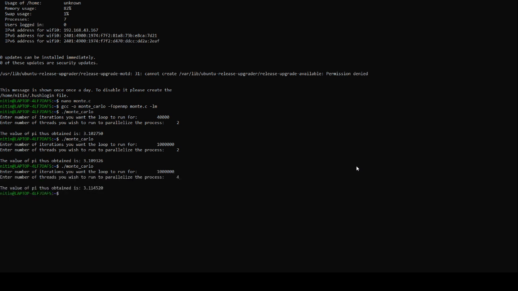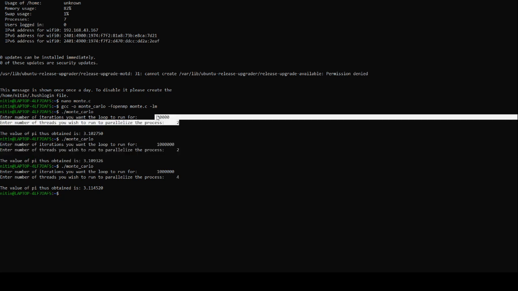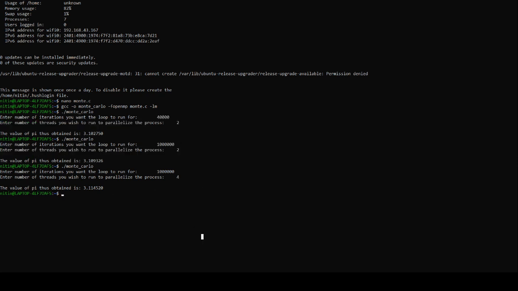See, this is very close to the actual value of pi, right? Because 1 million will be the number of loops and 4 threads, so the number of points generated is 4 million. And here the number of points will be 2 million, and here the number of points generated was 80,000, right? So yeah, that was the Monte Carlo problem.